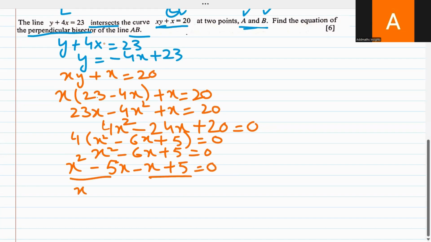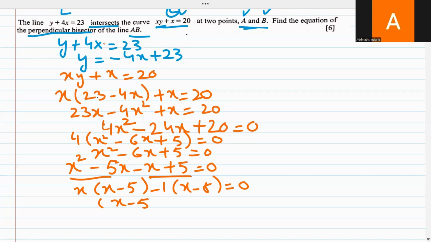The answer is x minus 5, and then when you take minus 1 as common, x minus 5 is 0. So the two values of x are 5 and 1. So the x coordinates of points A and B are 5 and 1.